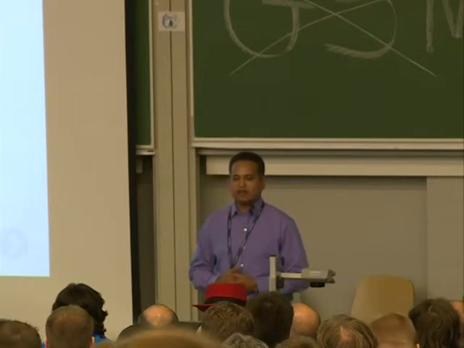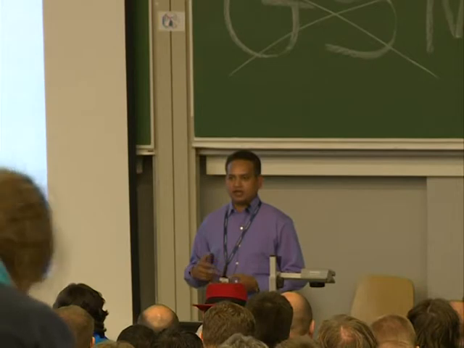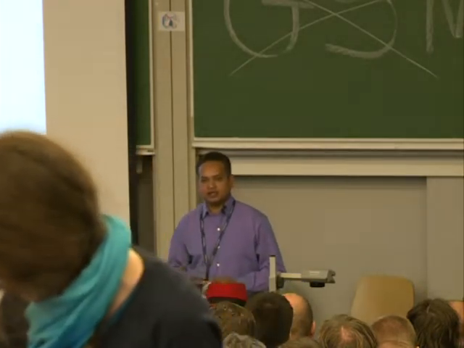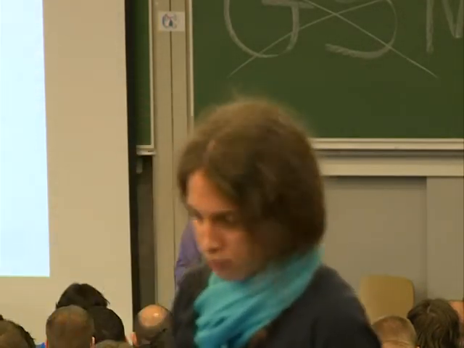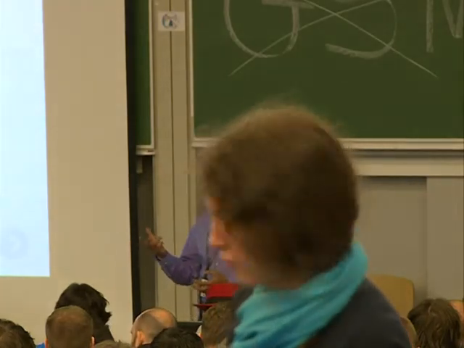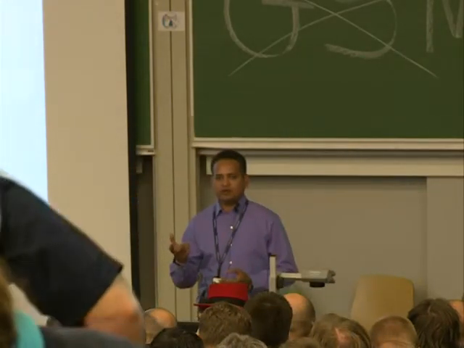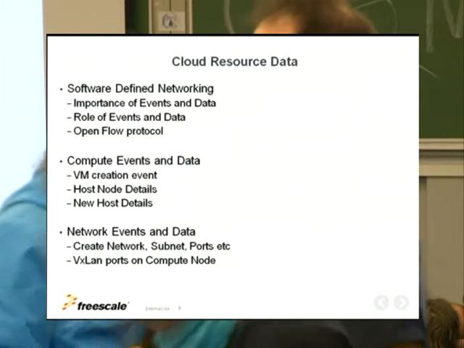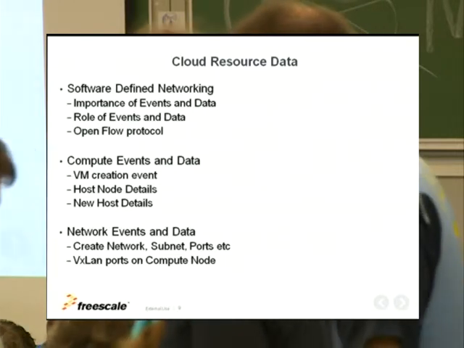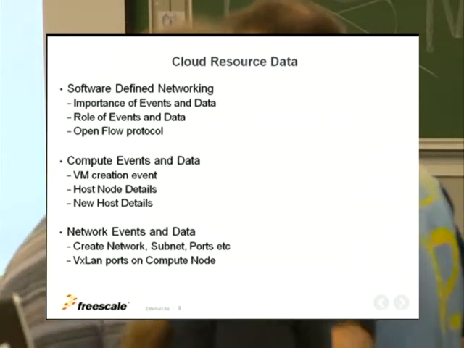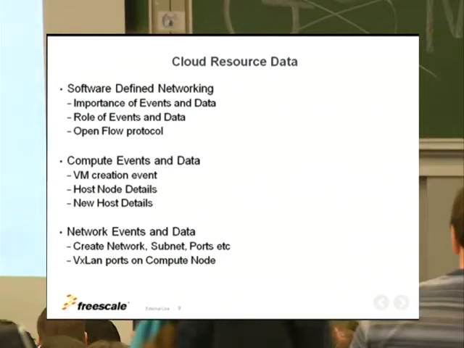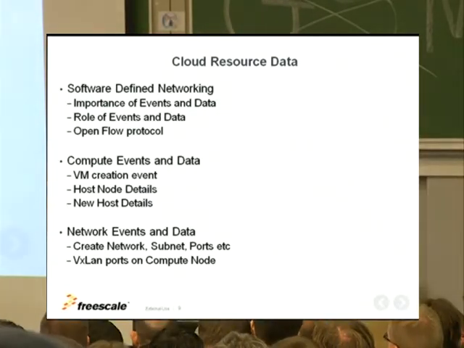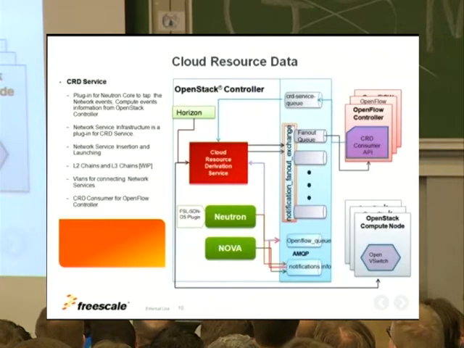And we have network events and data, for example, creating a network, creating a subnet, creating a port, and creating the VXLAN ports on OVS in a compute node. So these are the different events and data which we are going to collect together and build an intelligence, and we will define the networking for launching these network services and chain.